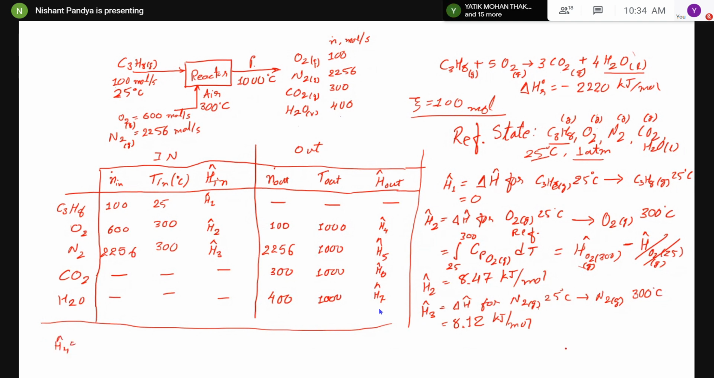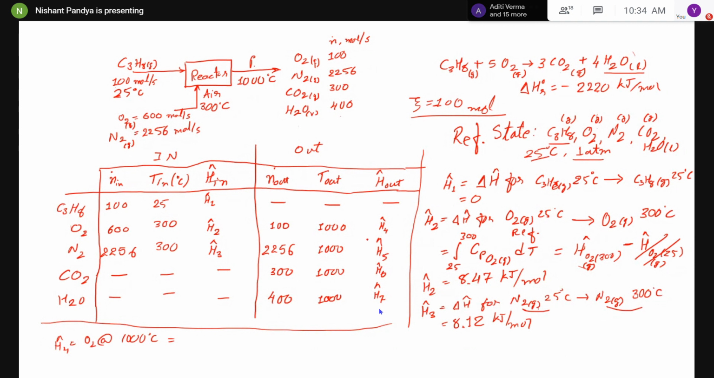And then H4 cap, what is it? I'm not going to write this now. You understood that this is from reference state to desired operating condition. So H4 is O2. You read the component name, read the temperature. So O2 at 1000 from 25. You can directly write the value from the table. So these all are at 1000.